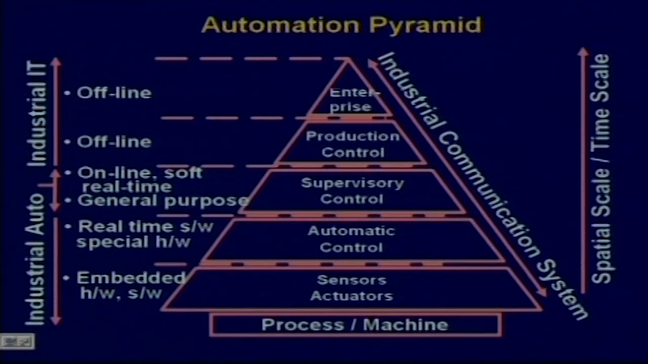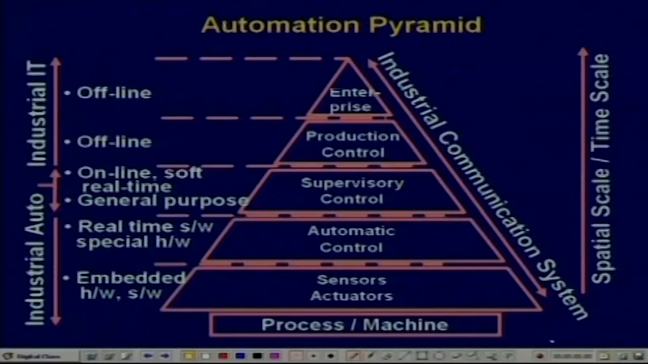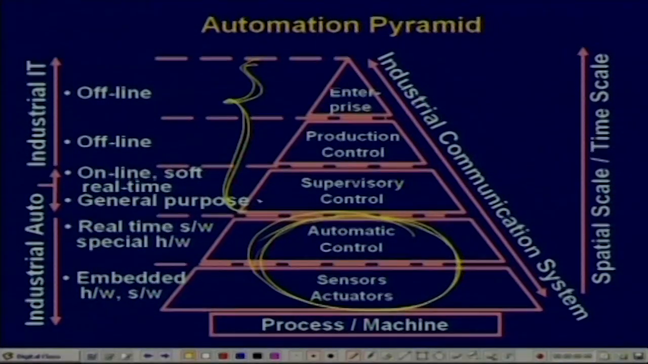We first take a look at the automation pyramid. Remember, we had taken a look at this automation pyramid in the very early parts of the course. Automation is organized, and can be viewed as a pyramid with the process machine, the basic equipment, which is the ground, and then you have the sensors and actuators which take information and provide control inputs. Then you have the first layer of controls, automatic controls, and in this course we have mostly been concerned about these two layers. We will select a thicker pen. So, we have mostly been concerned about these two layers, and in this lesson we will take a look at the higher three layers.